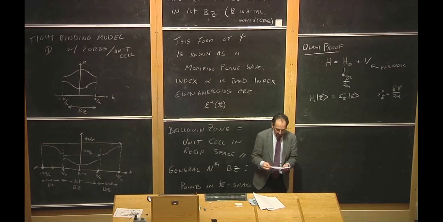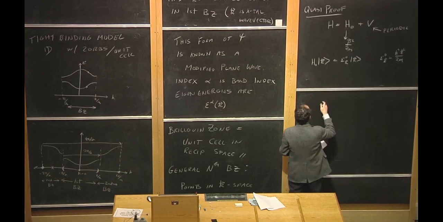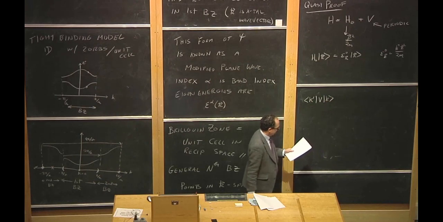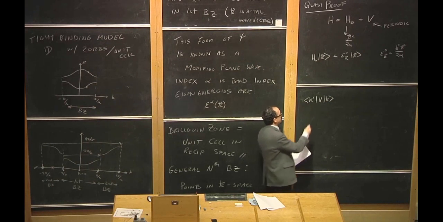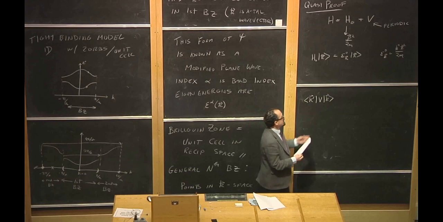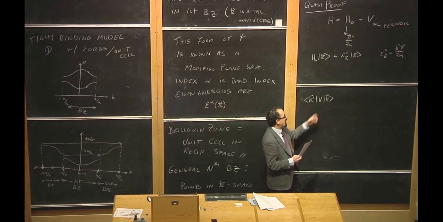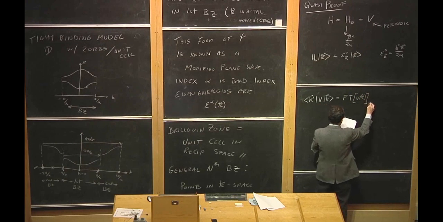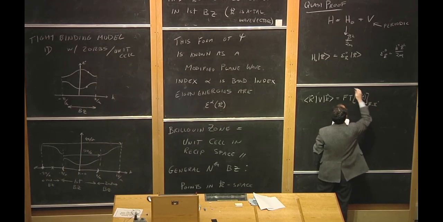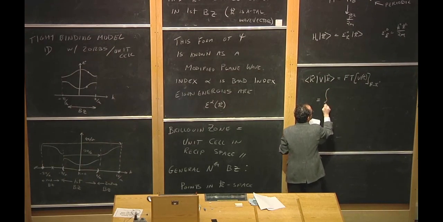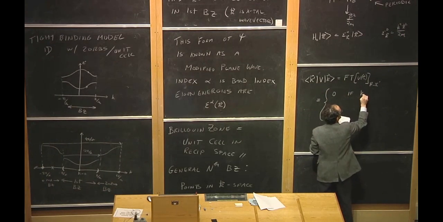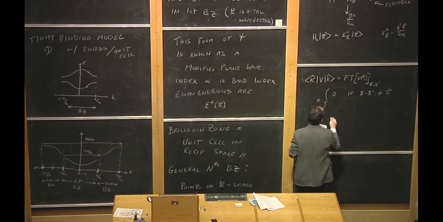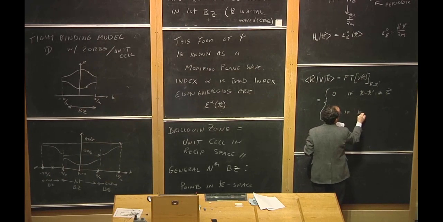Then we have to add the periodic potential. Now, what can the periodic potential do? The periodic potential can scatter you from some k to some k prime via a matrix element of this form. Now, we know a lot about matrix elements of this form from what we learned in scattering theory. This matrix element, from a plane wave k to a plane wave k prime via a periodic potential V, is the Fourier transform of V of R, evaluated at k minus k prime. And that is the following. It is zero if k minus k prime is not a reciprocal lattice vector, not equal to G. And we'll call it V sub G if k minus k prime equals G.